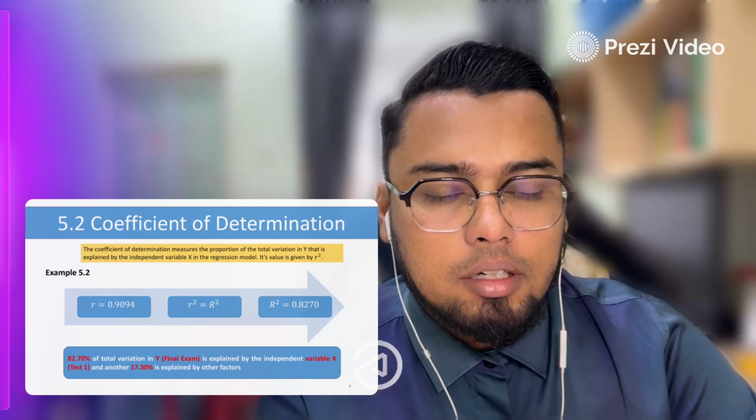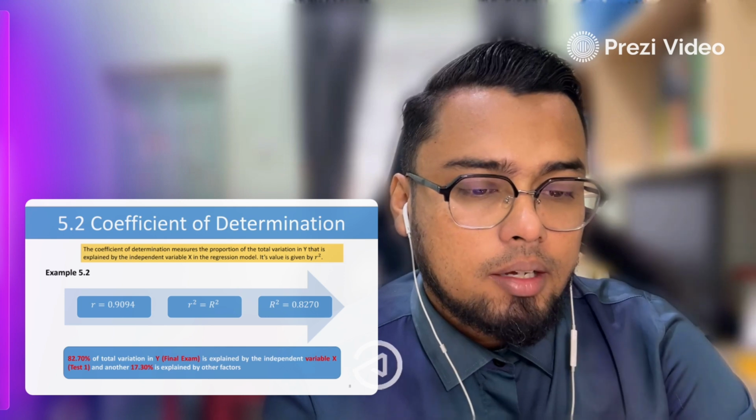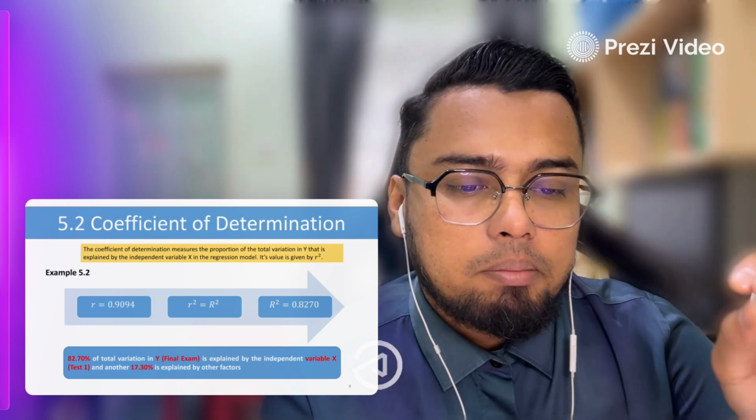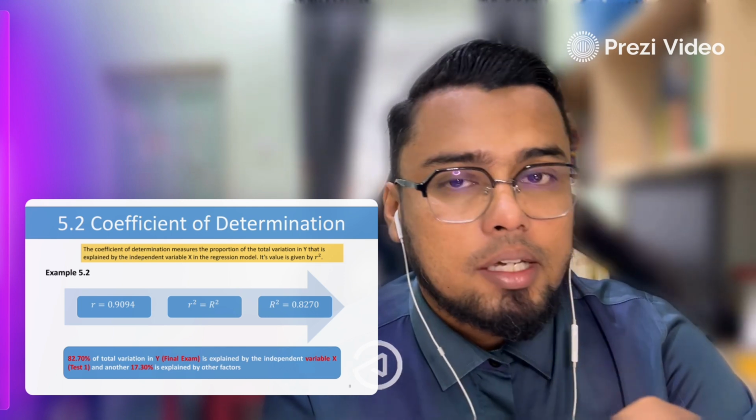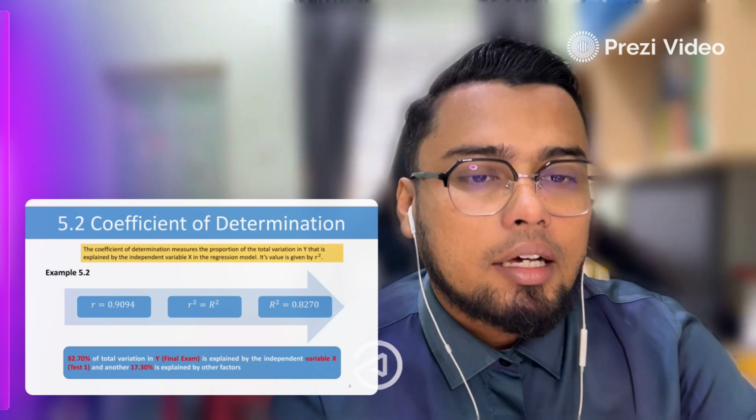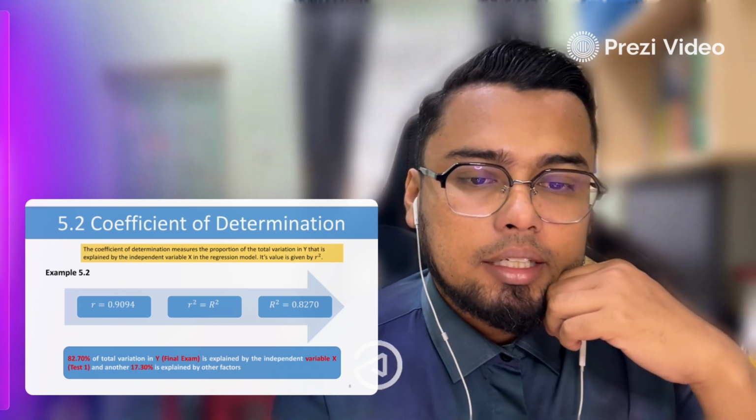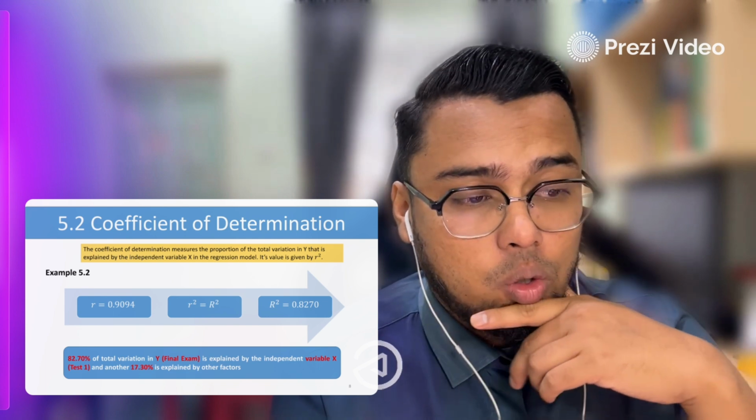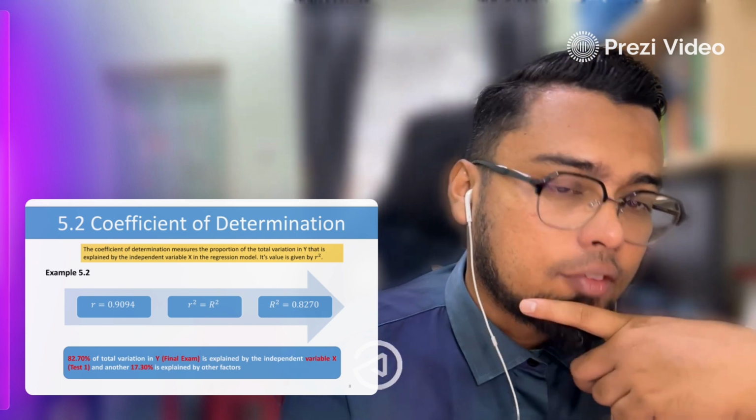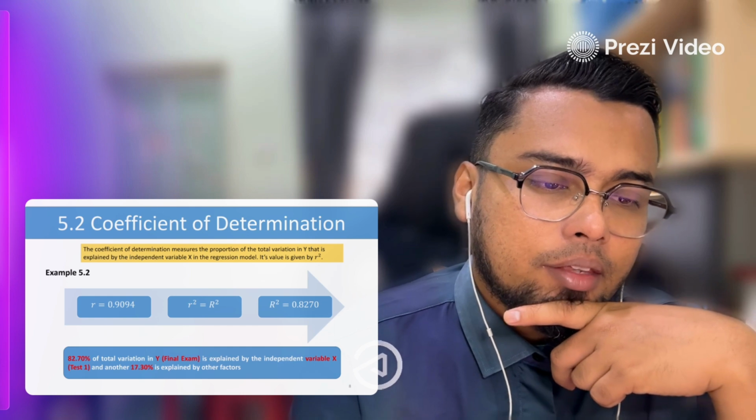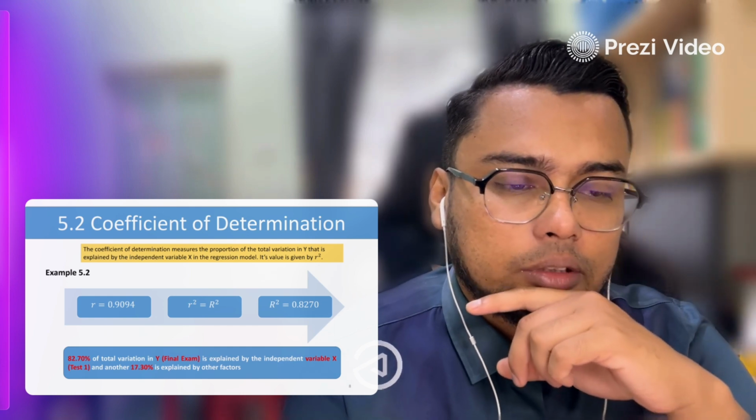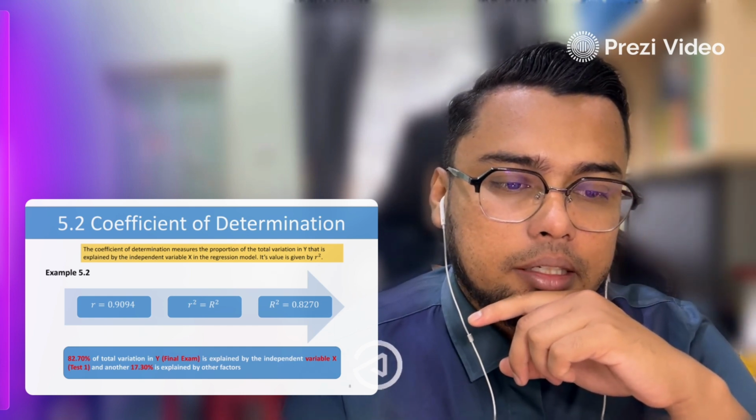So based on this example, test 1 ni hanya 82.7% menerangkan atau explain the variation in final score. Okay, the rest ada faktor lain lah. Okay, dan kita hanya kaji satu faktor sahaja dalam syllabus kita ni.